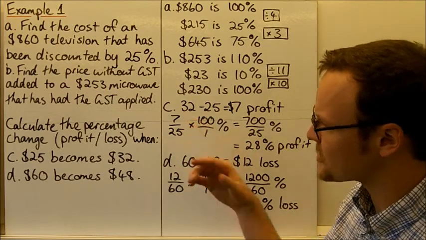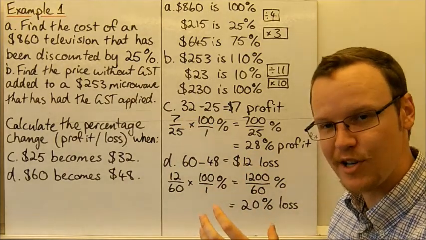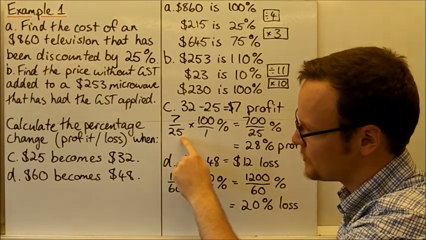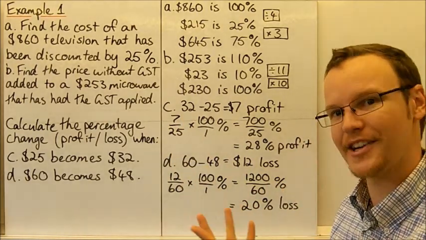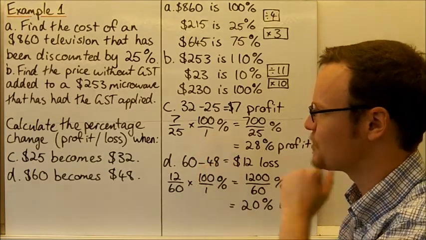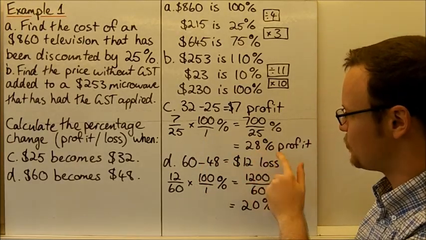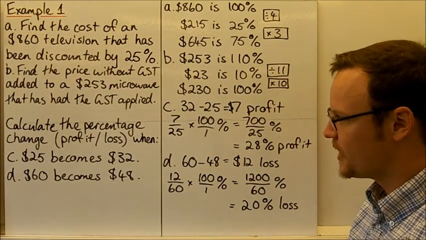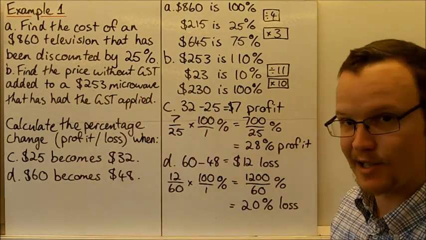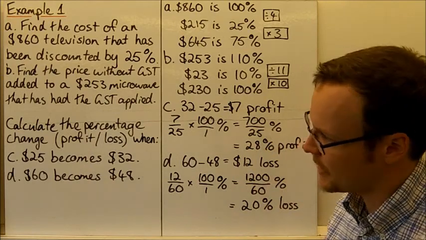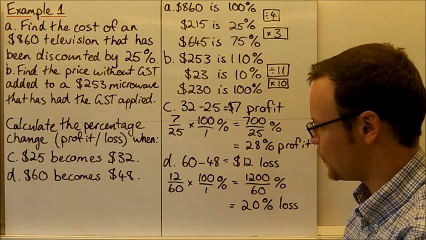So the $7 is the part that we've made out of our original amount, which was $25. So that's the fraction profit that we've made. We can convert that to a percentage by multiplying by 100 over 1%, and that's going to be 28% profit. For our next problem, we've gone from $60 to $48, so we've made a loss. It's decreased, it's gone down by $12. So 60 minus 48, that's a $12 loss.